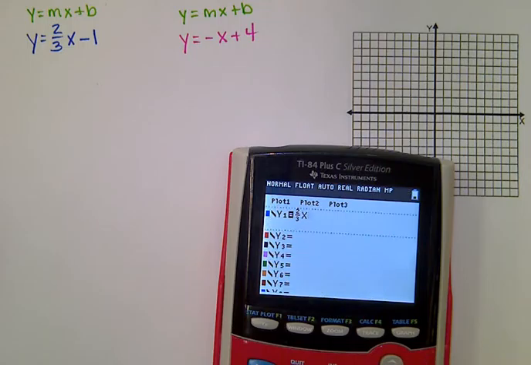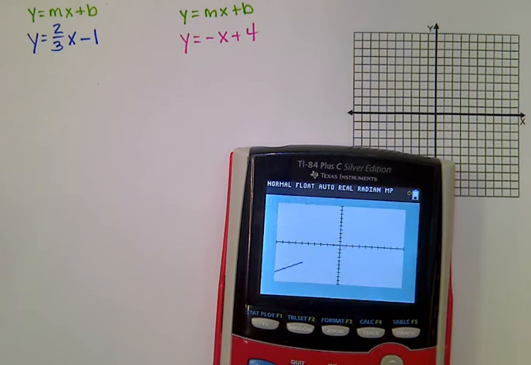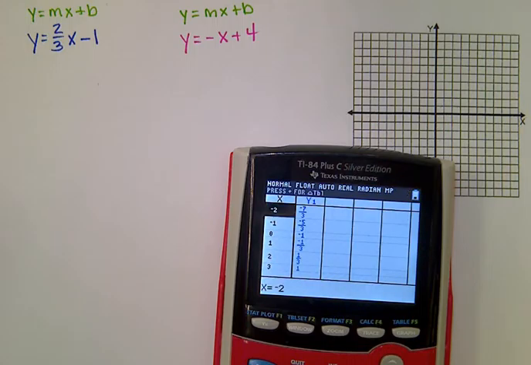minus 1 equation. First thing we want to do is push the graph button so that we can see what this line is going to look like on our graph. As you can see, the slope is positive, it's going uphill, and it's crossing the x-axis somewhere between 1 and 2, and it's crossing the y-axis at -1. From here, you're going to touch second, graph, and find your table.